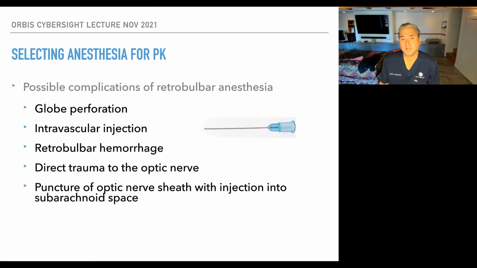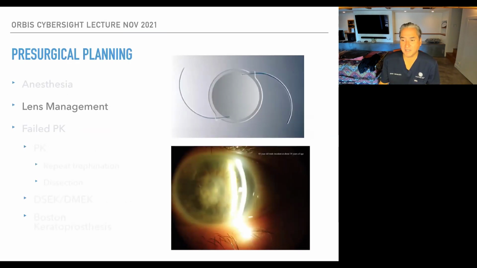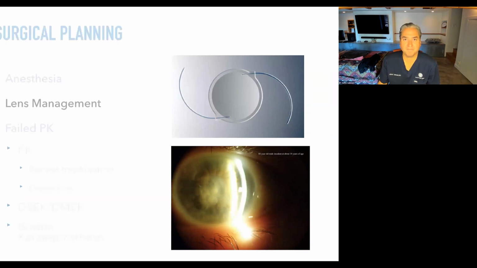So, possible complications of the retrobulbar block. This goes for any kind of eye surgery. We know that. Globe perforation, intravascular injection, retrobulbar hemorrhage. So you need to have good practice being able to do a good nerve block before doing it for a PK. But generally you can do these cases under local anesthetic. Now we'll talk a little bit about lens management.